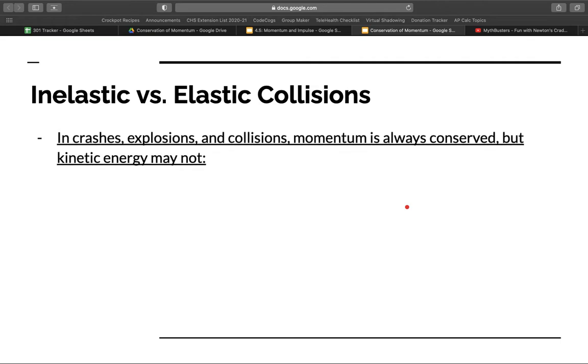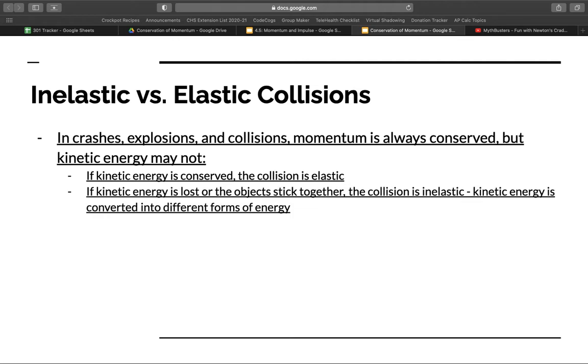So, inelastic collisions, okay? In crashes, explosions, and collisions, momentum is always conserved, but kinetic energy may not, okay? If kinetic energy is conserved, the collision is considered elastic. If kinetic energy is lost or the objects stick together, the collision is considered inelastic. Kinetic energy is converted into different forms of energy, okay?